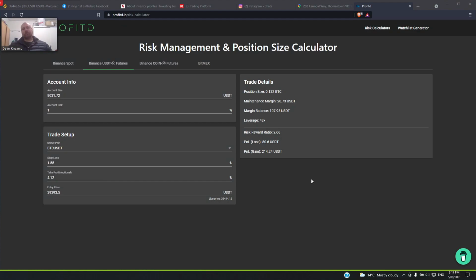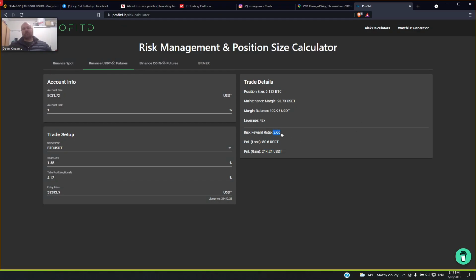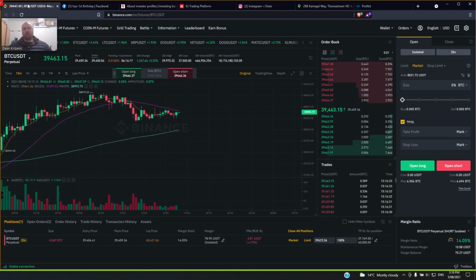Then you enter it all onto Profit D, so that way your gain is 2.66 times your risk. So $80 USDT, or about $100 AUD, and then you're risking that to make 214.24 USDT, or around 260 AUD. I'm pretty sure, yeah, 260 AUD. Once you have that, you've got to pay attention to position size and your leverage. So it's 48x.